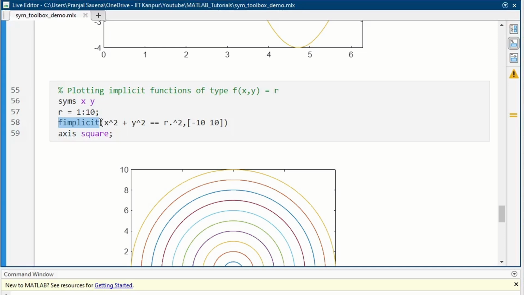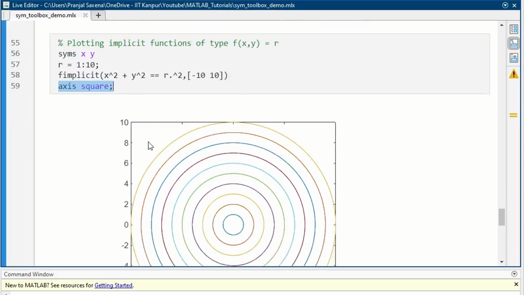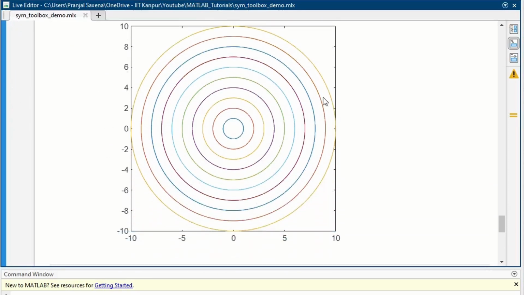So again, I am plotting using the fimplicit command. Expression x squared plus y squared equals to r squared. Here r varies from 1 to 10. And the axes are from minus 10 to 10, and the axes are squared. So in x and y, both the axes should be the same, from minus 10 to 10. So this is the implicit plot command. We get these concentric circles centered at origin.